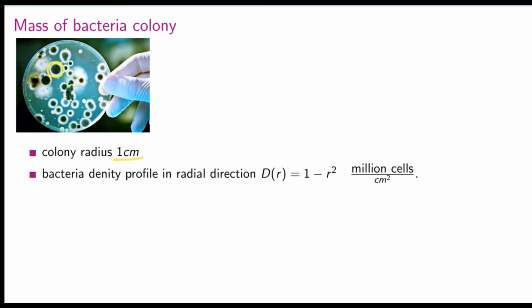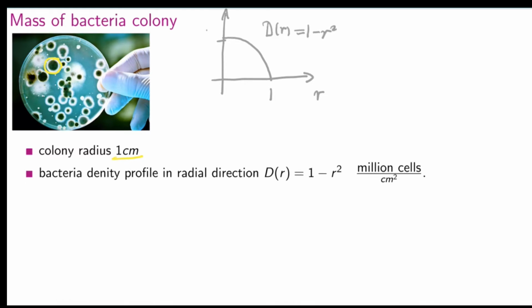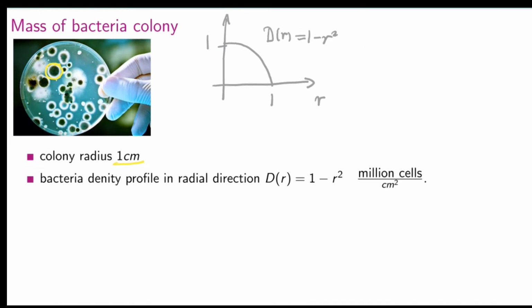Let's visualize this graphically. So in radial direction we have this function d of r, which is an upside down parabola. 1 minus r square, here is 1. Here is d of r is 1 minus r square. So then up here is equal to 1. Now again we use the slicing method. So we slice the radius. So we radially have a little slice which we call dr right here, indicated in purple.